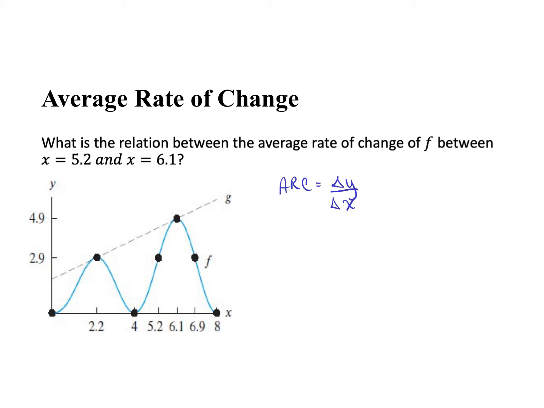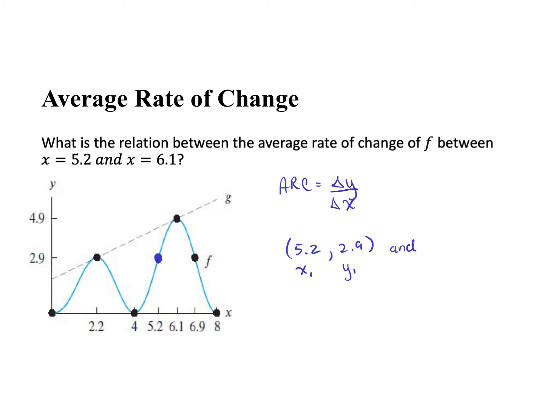So sometimes it's easier to use this formula if we can pick out our 2 points. So here we're focusing on when x is 5.2, so that's this point here. And we can write that, so this is the point (5.2, 2.9), with its corresponding y value of 2.9. So you can think of that first point as some x sub 1, y sub 1.